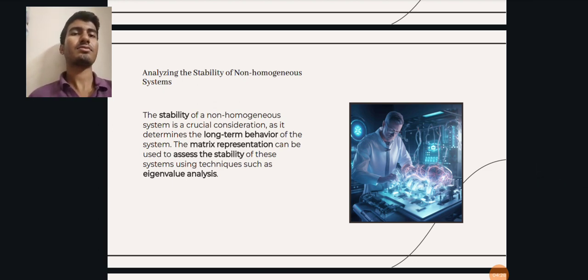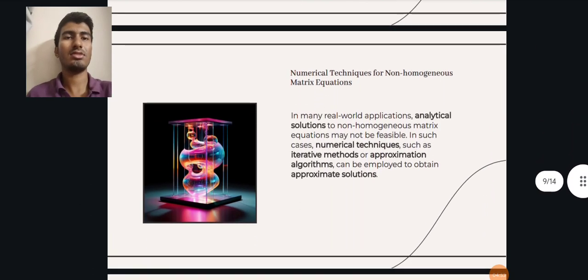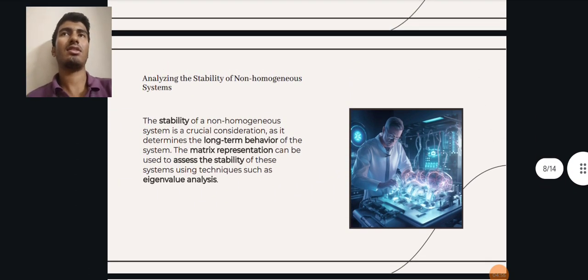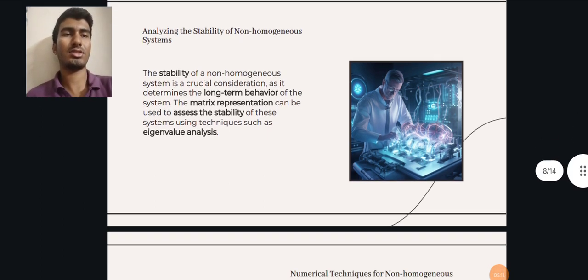Analyzing the stability of non-homogeneous systems. Stability of a non-homogeneous system is a crucial consideration as it determines the long-term behavior of the system. The matrix representation can be used to assess the stability of this system using techniques such as eigenvalue analysis. With the help of eigenvalue analysis, we can assess the stability of non-homogeneous systems.